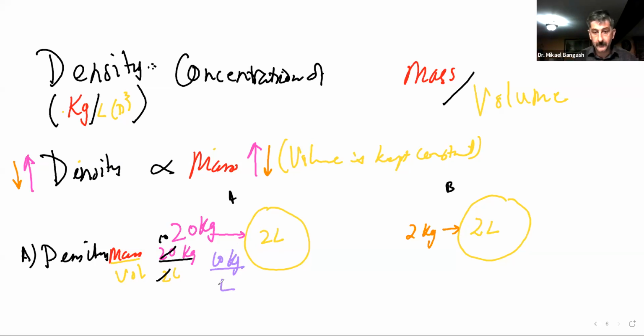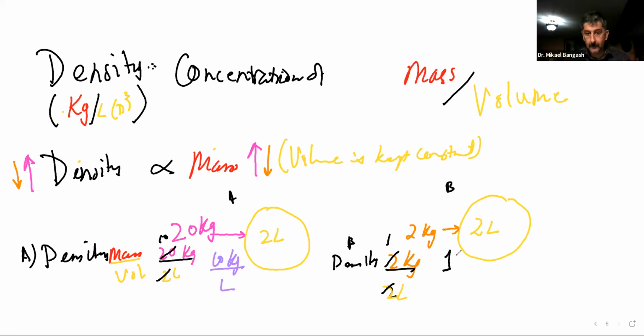Whereas if we do the very same for B, the formula is the same, we just need to put in the values, which was 2 kgs over 2 liters. So what do we do? It cuts out, so our density in this case becomes 1 kilogram per liter.